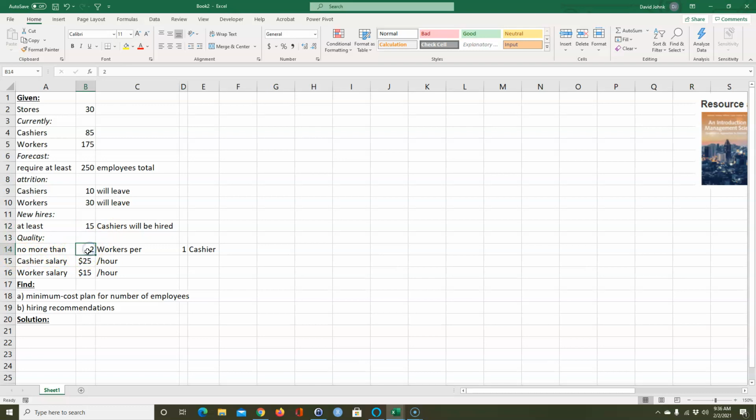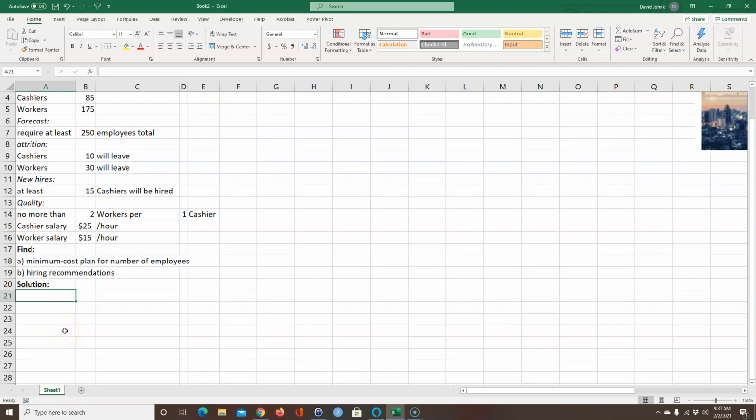And then for quality, I guess they don't want to have too many workers per cashier, right? Their ratio of workers to cashiers, they want to have no more than 2 workers for every cashier they hire. Or maybe they have a reason, the cashier maybe can go back and help a worker if they have to. I don't know. Anyway, that's what they're saying. No more than 2 workers per cashier. And then the salaries for the cashiers and the workers. And we want to find a minimum cost plan for the number of employees and hiring recommendations. So basically, how many workers and cashiers do we need?